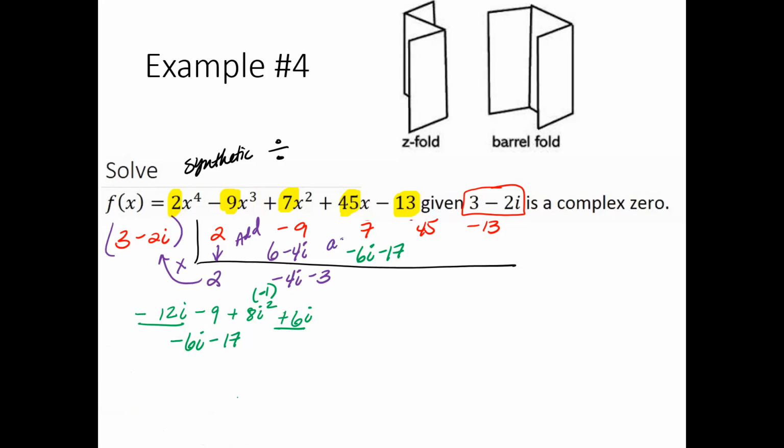Then we go ahead and add it. So don't forget to add. Okay. Once you add everything here, you're going to have a negative 6i minus 10. Okay. So now you're going to have to multiply that back over there. So I'm going to FOIL it one more time. 3 times negative 6i is going to give you a negative 18i. 3 times negative 10 is a negative 30. Negative 2i times a negative 6i is a positive 12 i squared. Negative 2i times a negative 10 is a positive 20i.